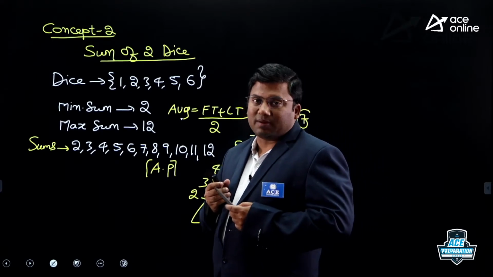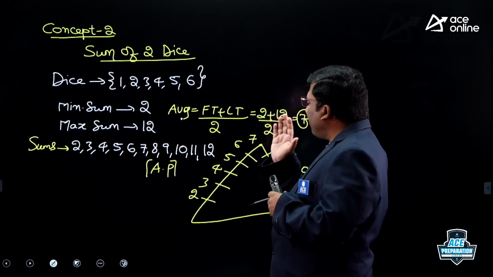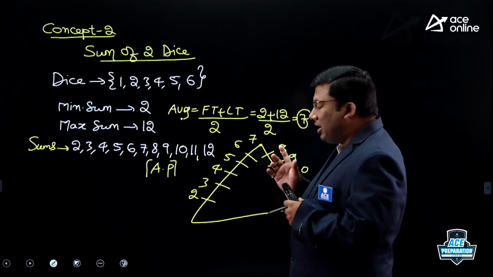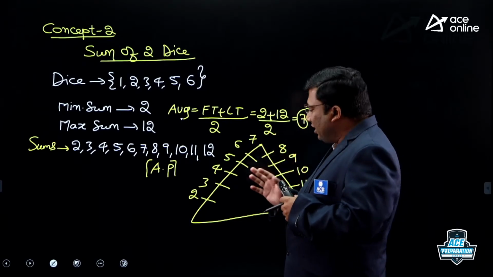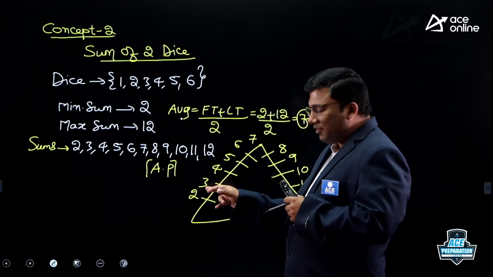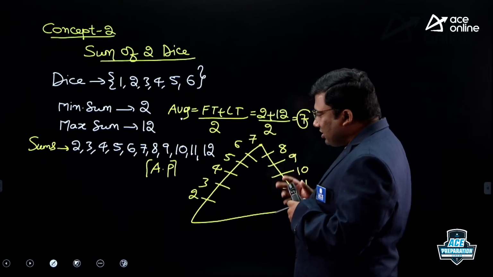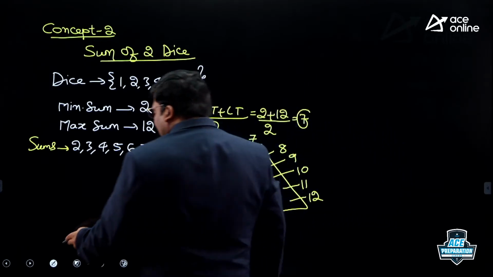Average will be first term plus last term by 2. 2 plus 12 by 2, it is 7. 7 is the average. I kept it at the top edge of the triangle. Remaining sums, I wrote on the left hand side: 2, 3, 4, 5, 6, 7, 8, 9, 10, 11, 12. 2 to 7 and 8 to 12.